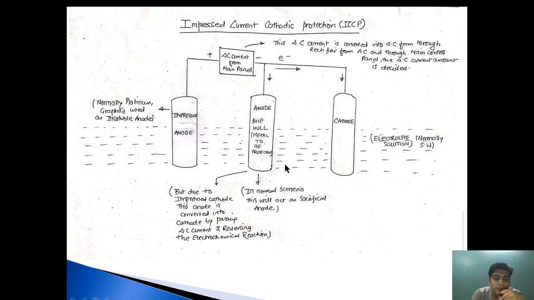And by impressing this current, we are converting this anode into a cathode. Now this anode is getting converted into a cathode, therefore it is being protected by this anode as the current is provided in a reverse direction, which is preventing the corrosion. So this is how the system works.